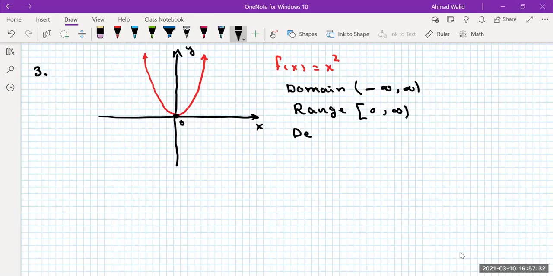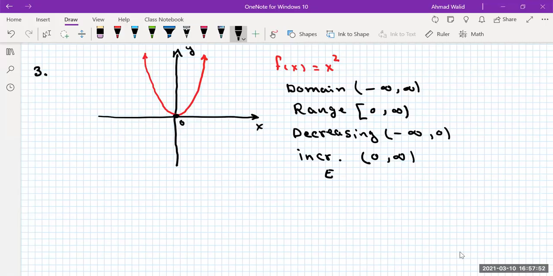Decreasing from negative infinity to 0, increasing from 0 to infinity, and of course, this one is also an even function. Correct?